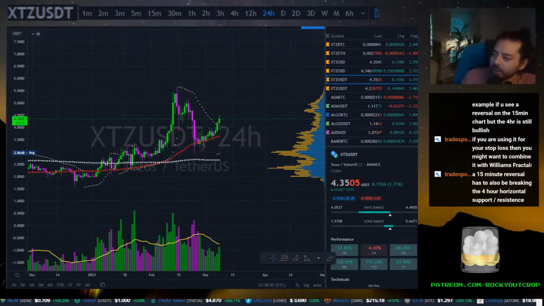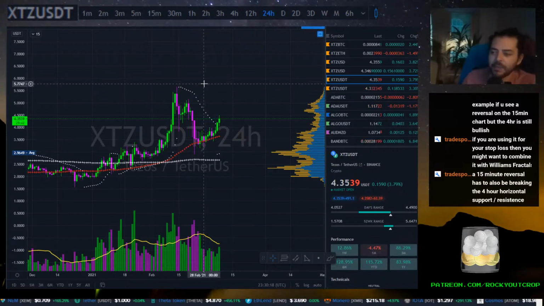Anyway, there we go. Rook trade. Does it matter on which time frame to find this pattern reversal? I think I talked about that. Did I talk about that during this? I think I did. Yes, the SAR. For example, if you see a reversal on the 15-minute chart, but the 4-hour is still bullish, exactly. Yeah, you're going to have stuff.